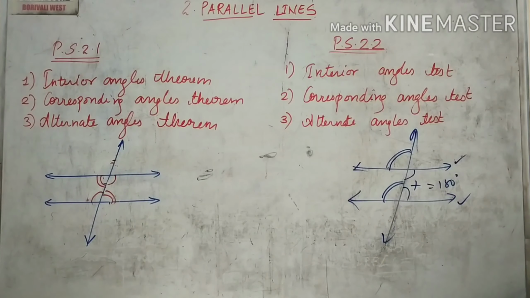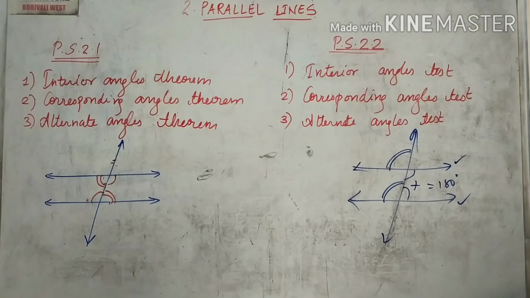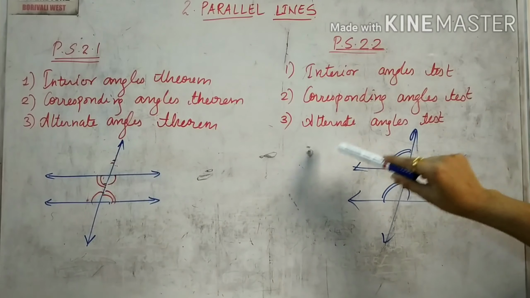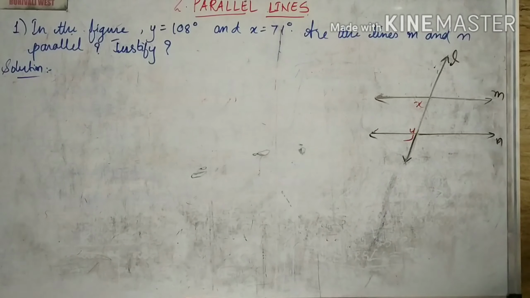So in the first exercise we had parallel lines and we were supposed to find the angles, whereas here we have been given the information regarding the angles, and we have to show that these two lines are parallel. So these are the converse of the previous exercise, and we name them the interior angles test, corresponding angles test and alternate angles test. So let us start with practice set 2.2.